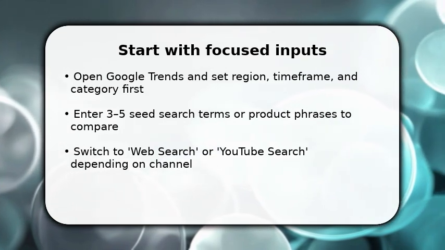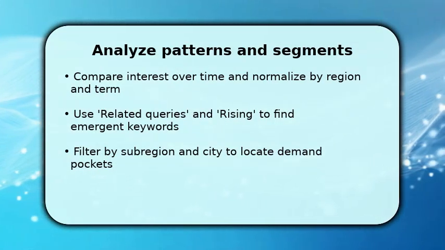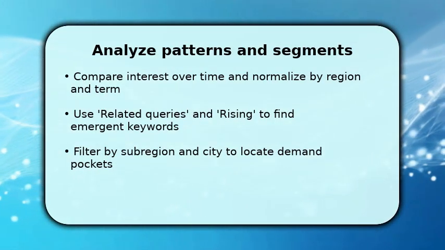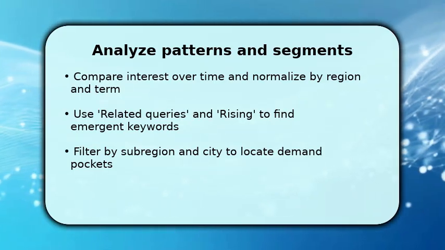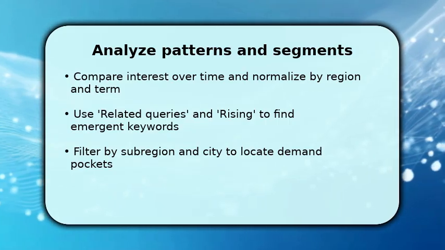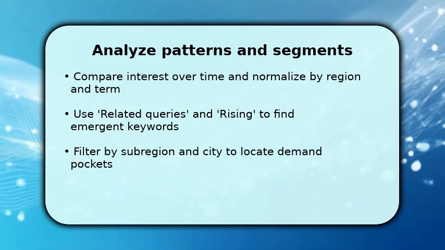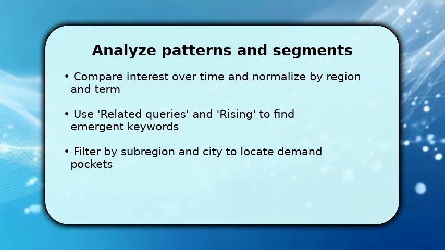Now analyze what those trends mean. Inspect interest over time to distinguish seasonal peaks from sustained growth, and normalize by region to compare apples to apples. Use related queries, especially the rising list, to discover emergent keywords and long-tail phrases you can target. Then break results down by subregion and city to find geographic hotspots.